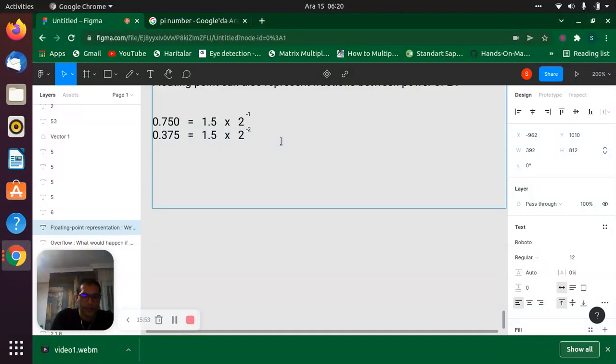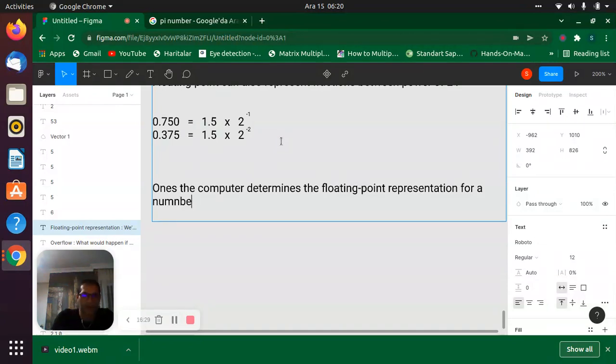Once the computer determines the floating point representation for a number, it stores that in bits.